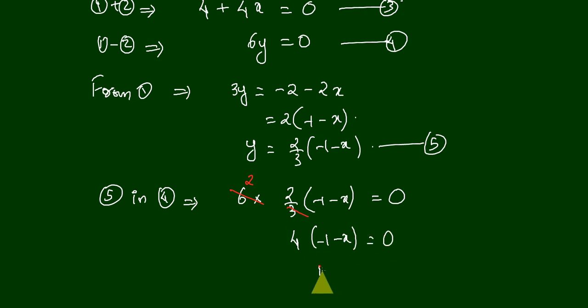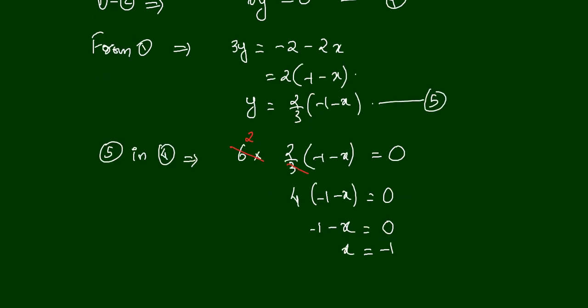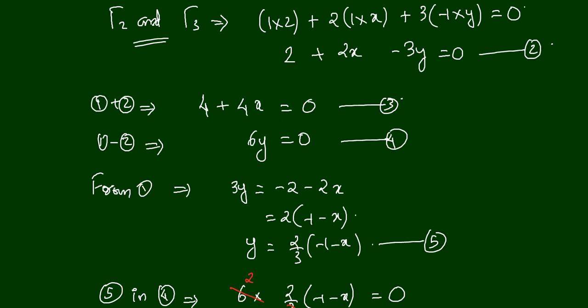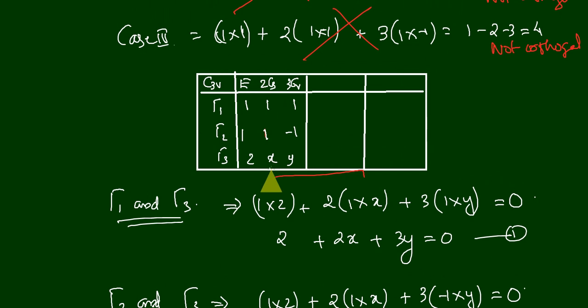So minus 1 minus x is equal to 0 by 4, that is equal to 0. Therefore, x is equal to minus 1, okay. That's what we can get from here. So now we have the value of x. What is the value of x? X is equal to minus 1. You know that x is an element in the character table, right? So here is x. So we can write minus 1 in place of x.